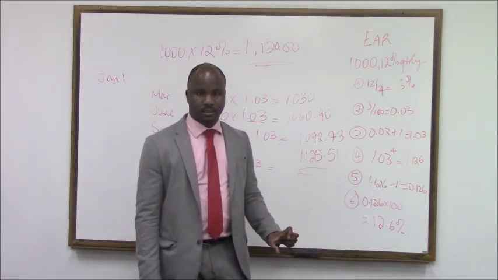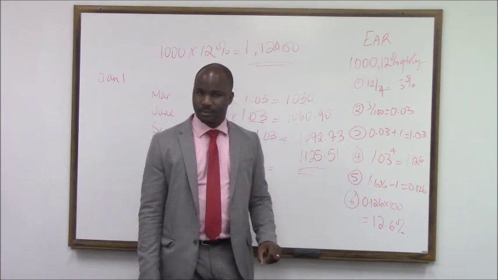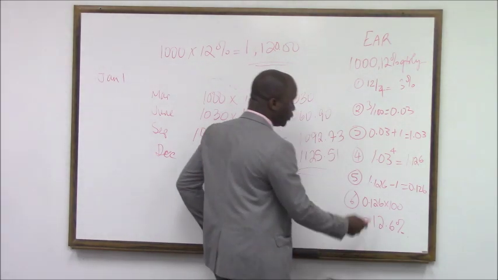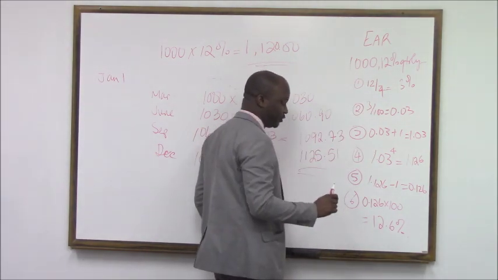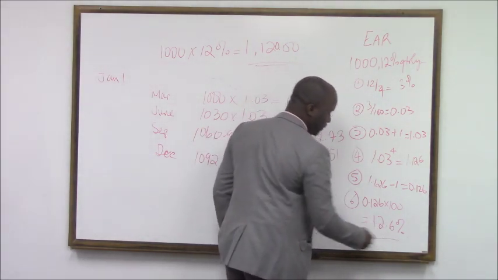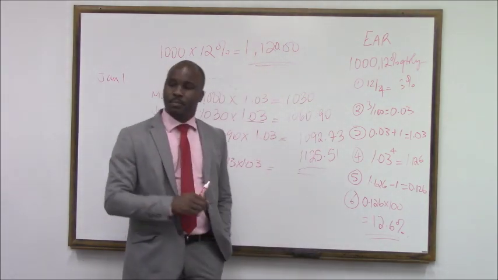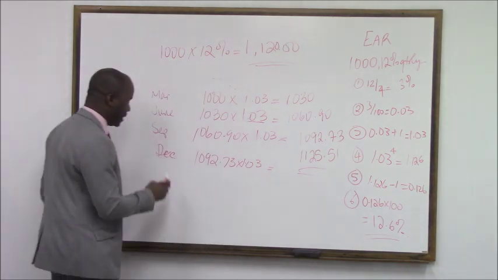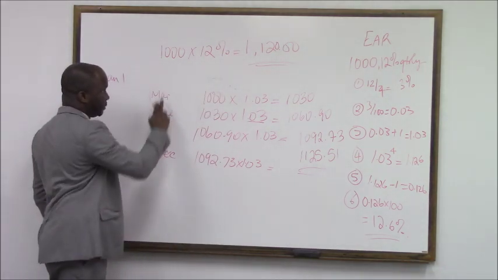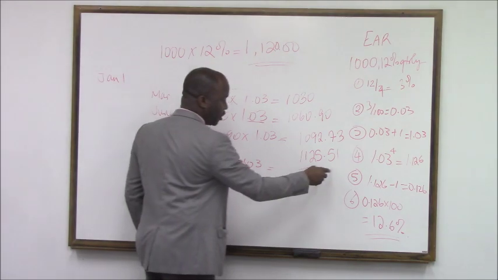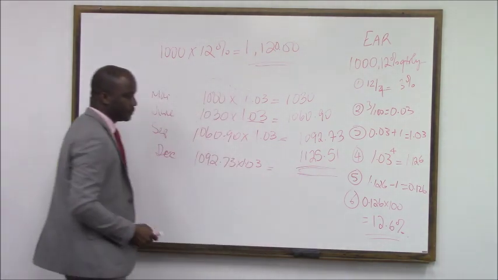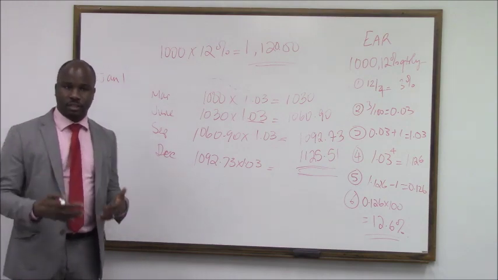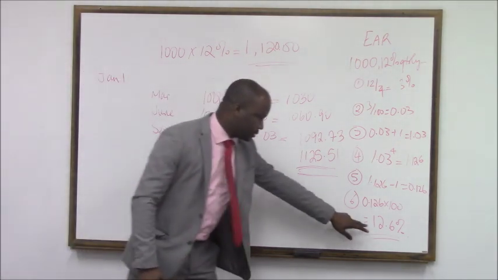Make sense? No? Okay. What you do is you take your $1,000 and you want to know how much interest you're paying for that year. What you're actually being paid is 12.6% because they said I'm going to pay you quarterly. Same thing happened here. At the end of the year, you got paid $1,125.51. When you round it up, it's $1,126. Same thing as what you got here.